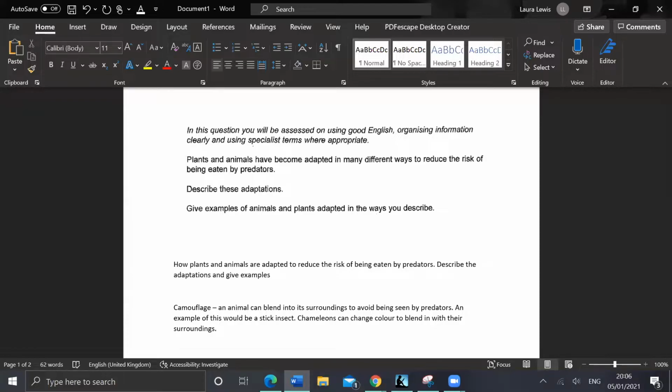Okay, warning coloration. Okay, so this is when an animal is brightly coloured to indicate that it is poisonous for the predator to eat.